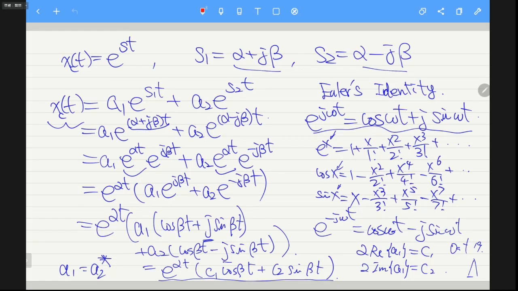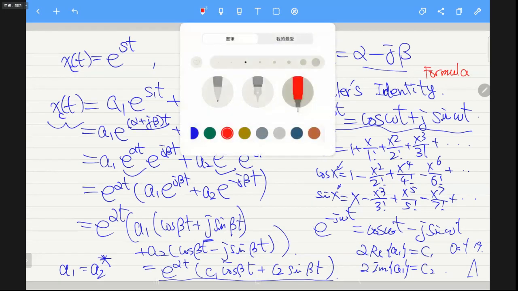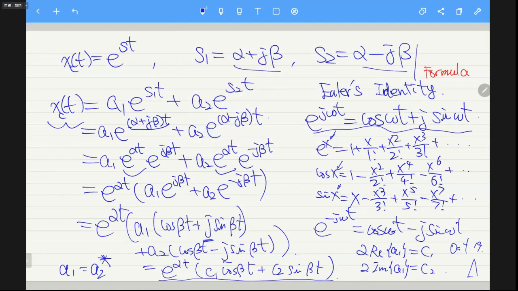Okay, so let's continue with the constant coefficient ODE. Yesterday, I mentioned this one called Euler's identity. This is not precise enough. Actually, this should be called Euler's formula. But of course, it's just a name. Euler's identity actually refers to the one like e to the i pi plus 1 equals 0. This is a special case of Euler's formula.